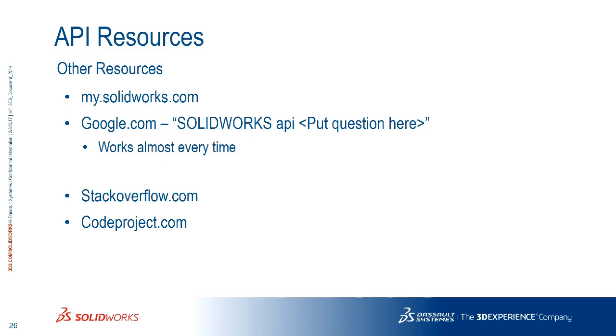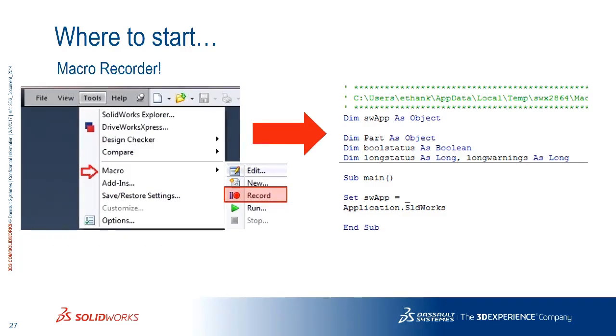You can go to mysolidworks.com, or my favorite way, I just Google it. It seems to work pretty well, just SOLIDWORKS API plus whatever I need to do. Usually I put in the command I'm working with. Stack Overflow and Code Project are pretty good resources for general programming, not necessarily SOLIDWORKS oriented. And if you're really wanting to start basic, just start up the recorder, run through what you want to do, and take a look at what the code is. Generally speaking, you're not going to take that code as is and put it into a production environment, because you're going to need to modify it to make it do exactly what you need it to do.